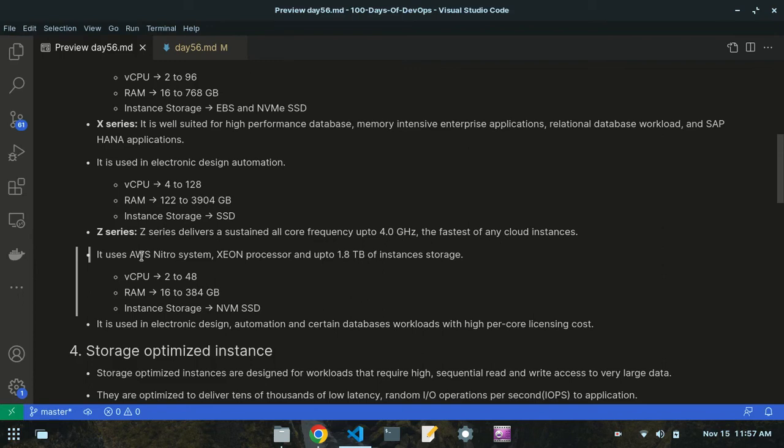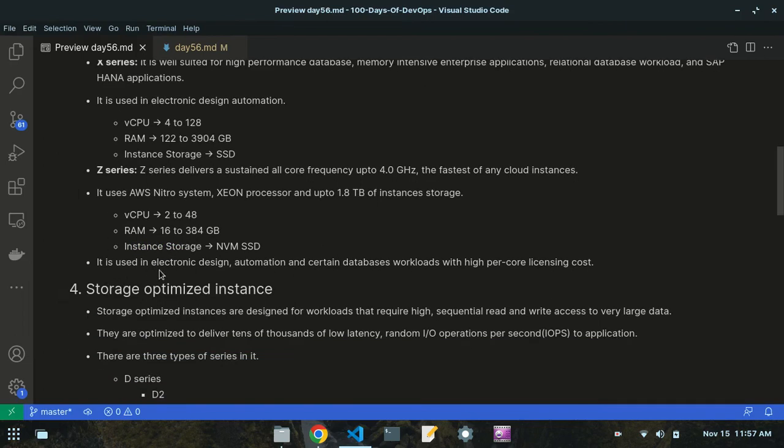It uses the AWS Nitro System, Xeon processor, and up to 1.8 terabytes of instance storage. So this is the thing that you need to keep in mind. After that, the virtual CPUs range from 2 to 48, the RAM ranges from 16 to 384 GB, and the instance storage is NVMe SSD. It is used in electronic design automation and databases workloads with high per core licensing cost.